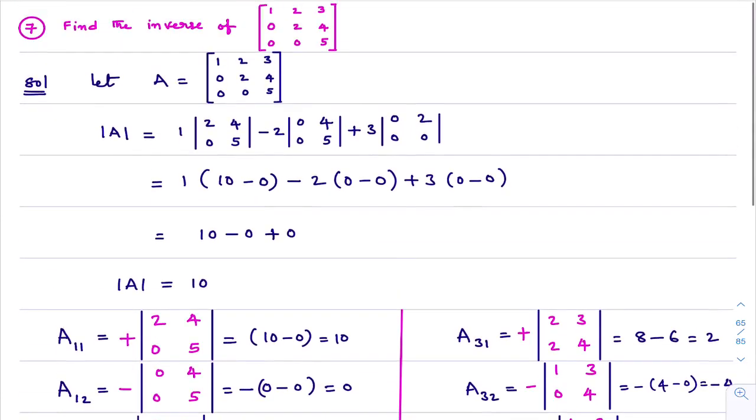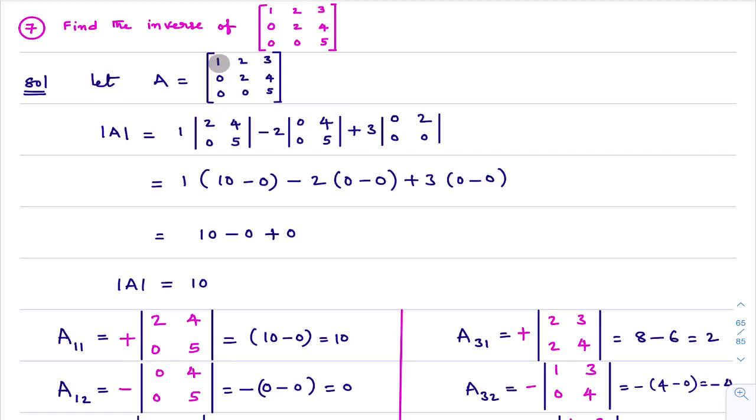Now I am going to calculate the adjoint of this matrix. What is the adjoint of a matrix? Adjoint of a matrix is the transpose of the cofactor matrix. Now, I am going to calculate the cofactors of all the elements.